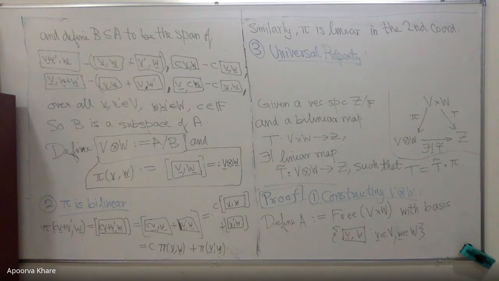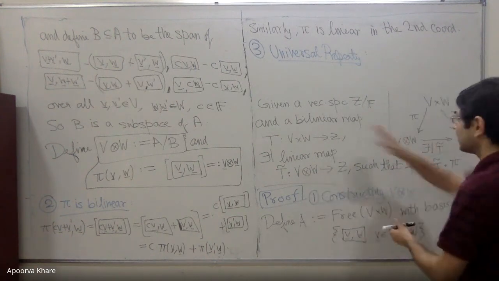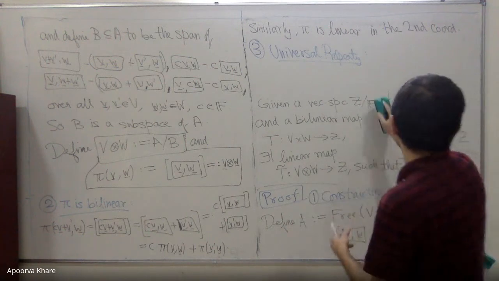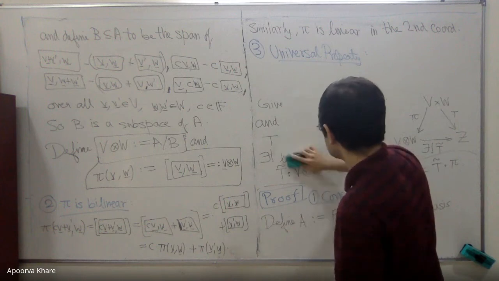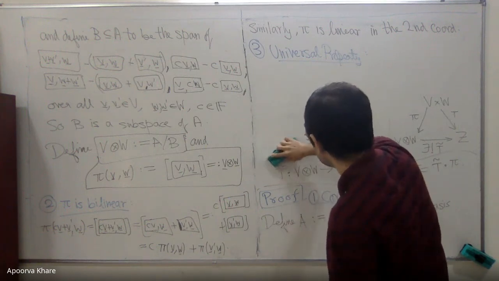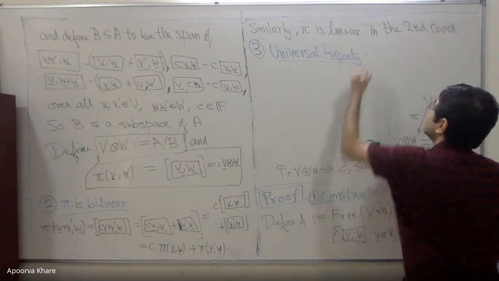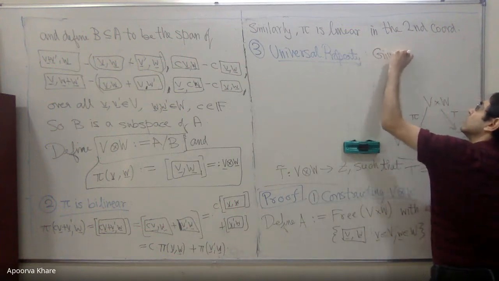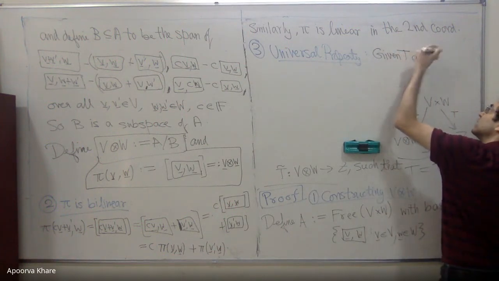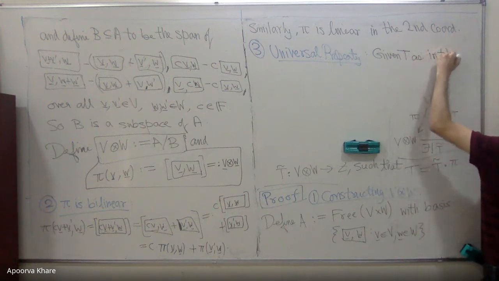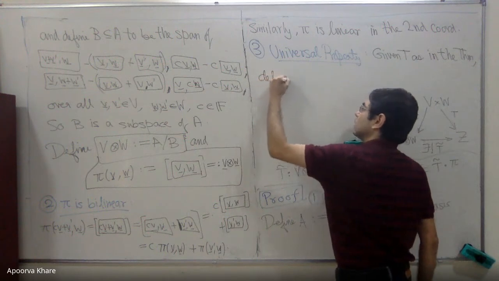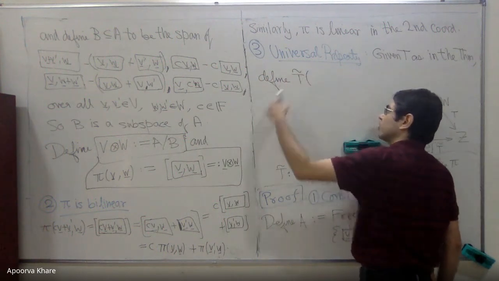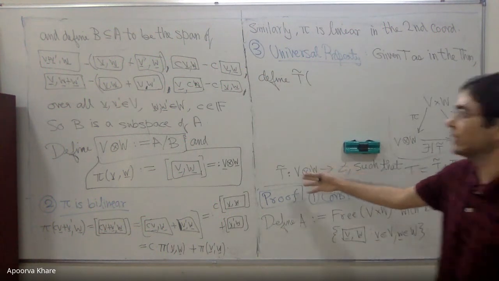Now, how do you show this? So we have to define it. Given all these things, let me keep the picture just in case it's useful. There exists a linear map from this. So given T as in the theorem, define T tilde. Now I have to define it on V tensor W.